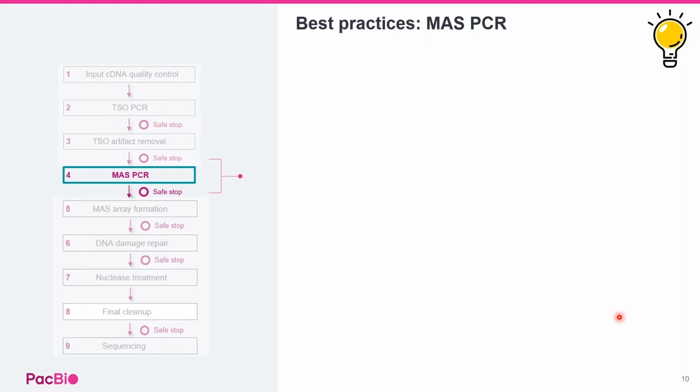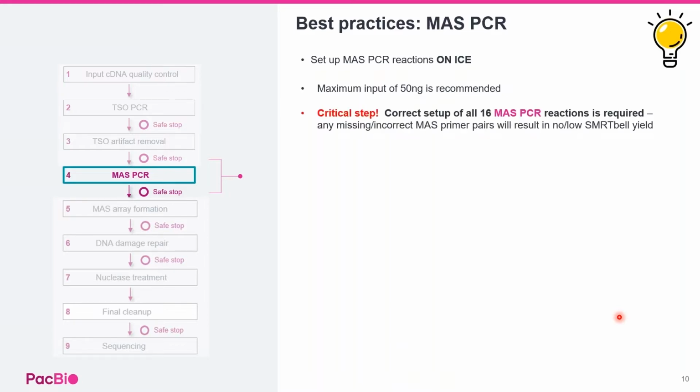So best practices for doing the MAS-PCR step is first to set up the MAS-PCR reactions on ice, and this is due to the same reason as in the TSO-PCR step, since the PCR mix has PCR polymerase containing 3' to 5' exo activity. So please make sure that this reaction is set up on ice. The maximum recommended input into MAS-PCR step is 50 nanograms. A critical step is to make sure to correctly set up all 16 MAS-PCR reactions, because any missing or incorrect MAS primer pairs will result in no or low SMRTbell yield.